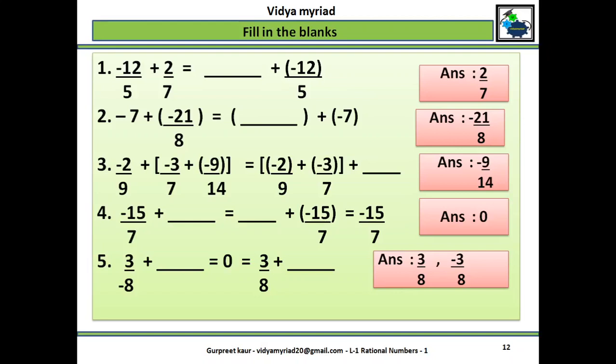Next example, 3 upon minus 8. Now here, first of all, I will change the denominator. It will become minus 3 upon 8. Now what should I get? 0. How will I get 0? When I have the additive inverse. So minus 3 upon 8, when I add it with 3 upon 8, only then I will get 0. Whereas in the second case, I have 3 upon 8 plus dash. I should add the negative of this number. That means minus 3 upon 8 will be your answer.